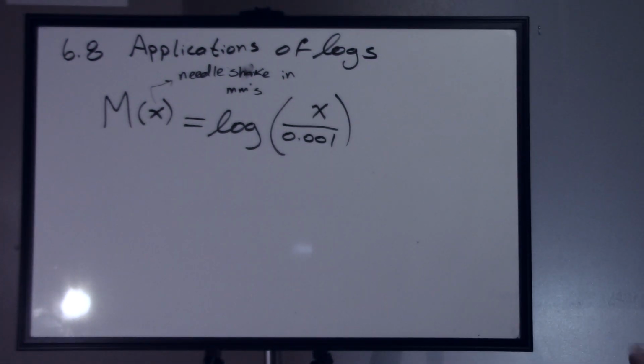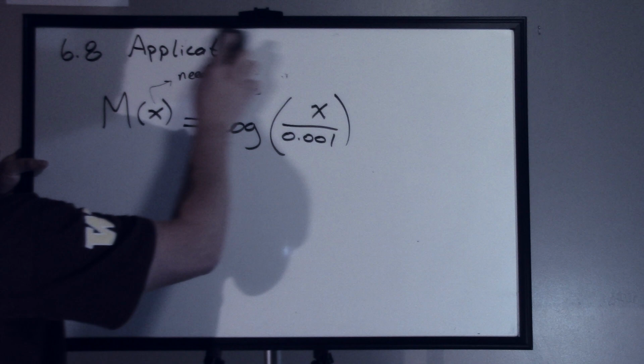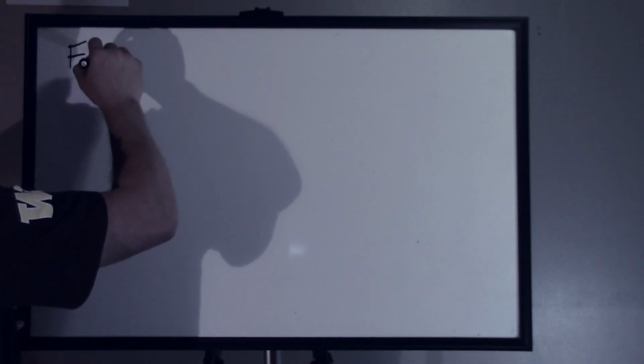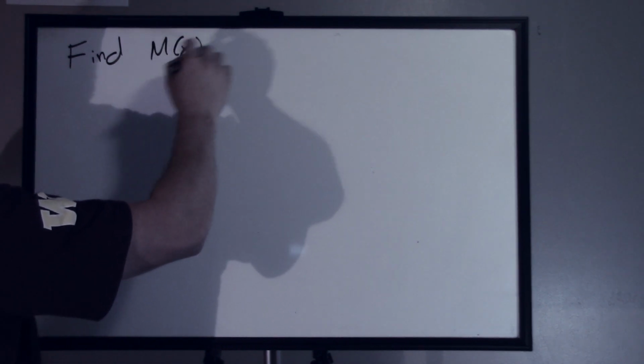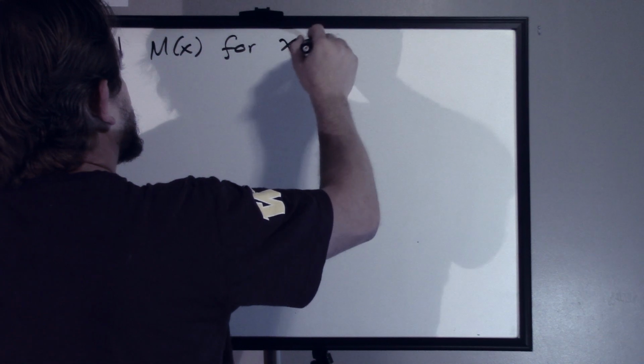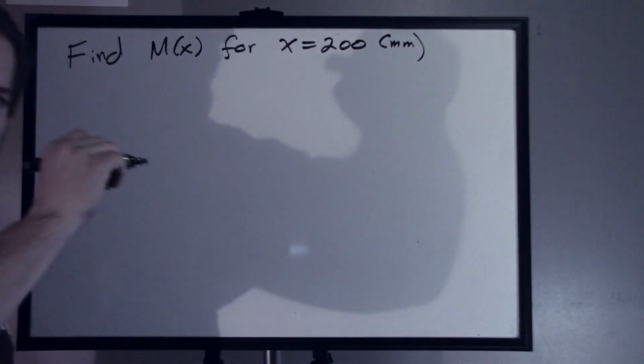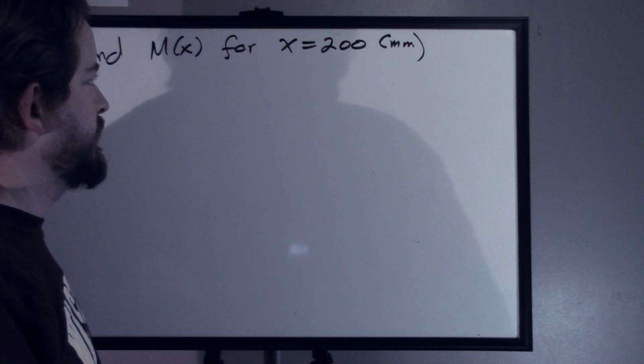So let's do a couple of problems. This is our equation that we're going to use. Let me get rid of it so I have a little bit of room here. But let's say we want to find the magnitude of an earthquake that measures 200 millimeters. The little pen moved 200 millimeters on a seismometer 100 kilometers away from the earthquake. And that's it. That's all I really need is that x.